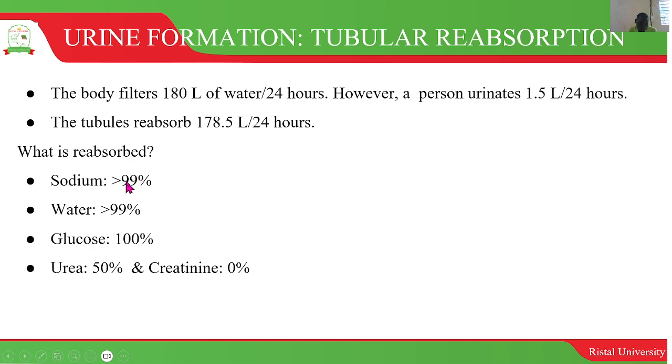So what is reabsorbed? 99% of the sodium that passes through the glomerulus is reabsorbed back because the body needs it. The same to water, almost more than 99%. Glucose is actually 100%, and we shall talk about this when we discuss what happens in diabetes, why they have glucose in their urine. Actually, 100% of it is supposed to be reabsorbed. Urea is 50% and creatinine is 0%. 0% meaning we don't reabsorb it, we don't need to reabsorb this, it just goes to the urine.